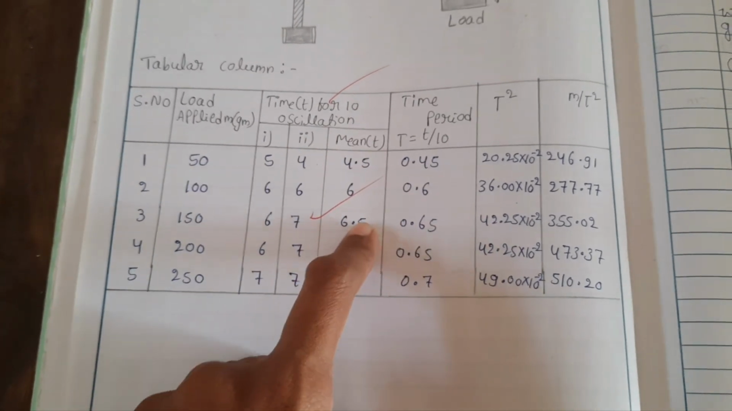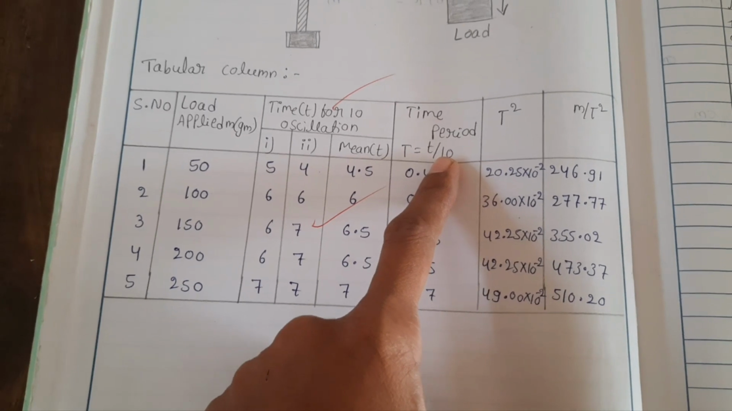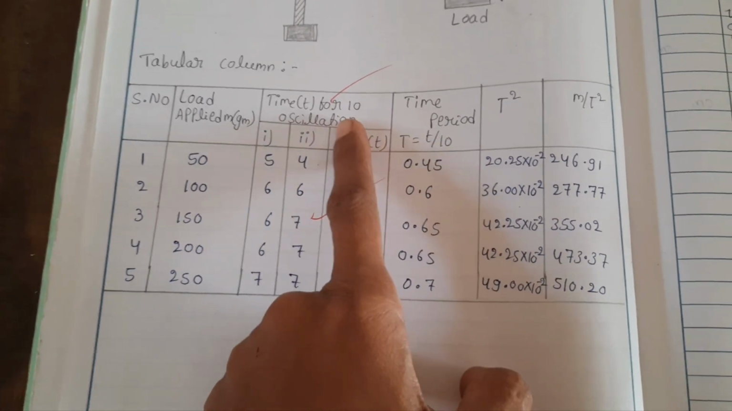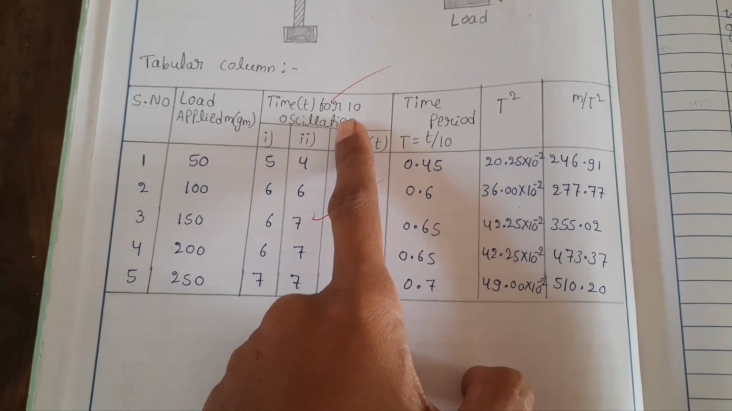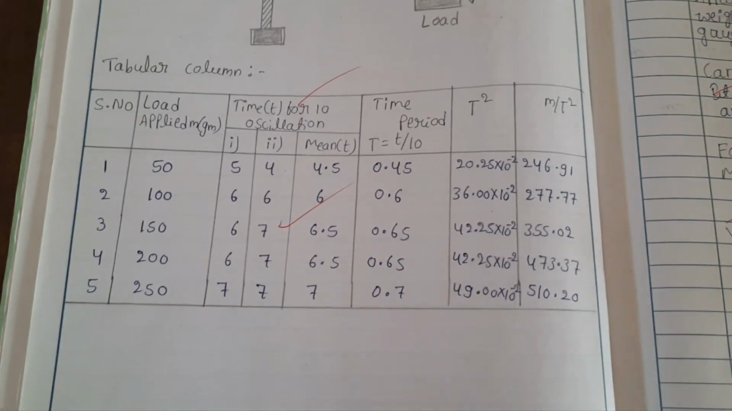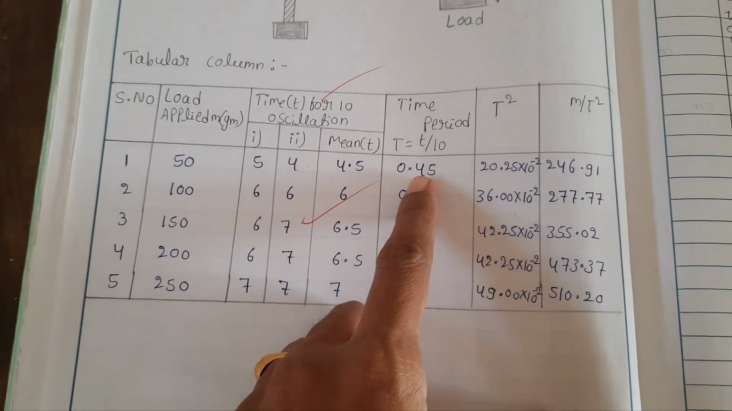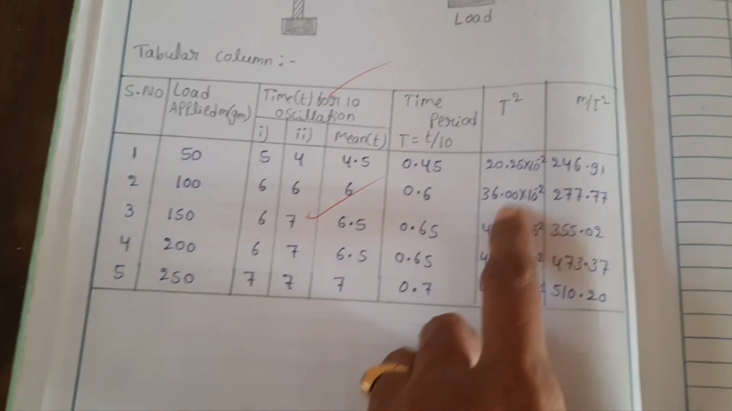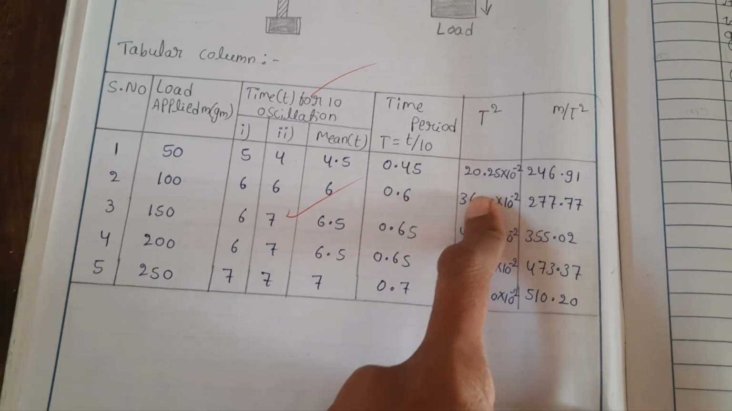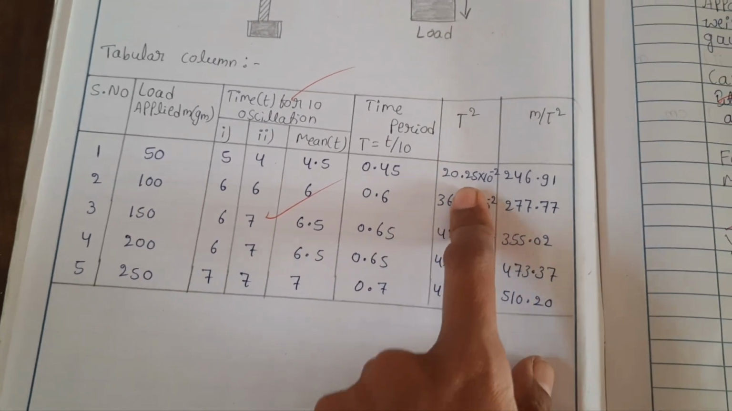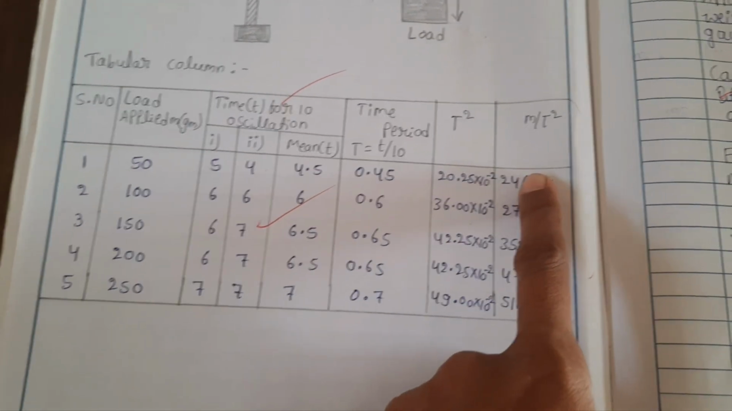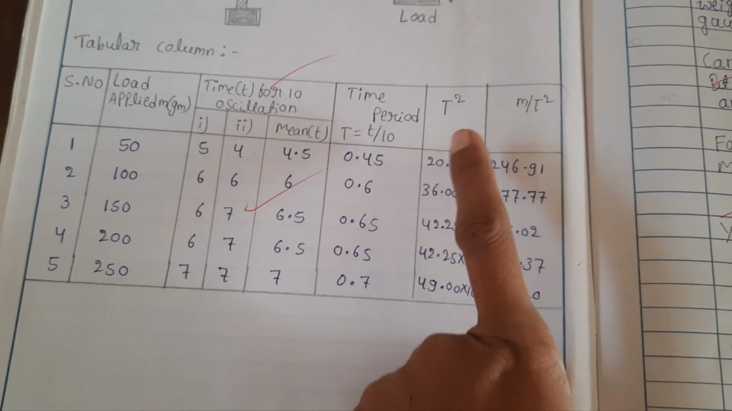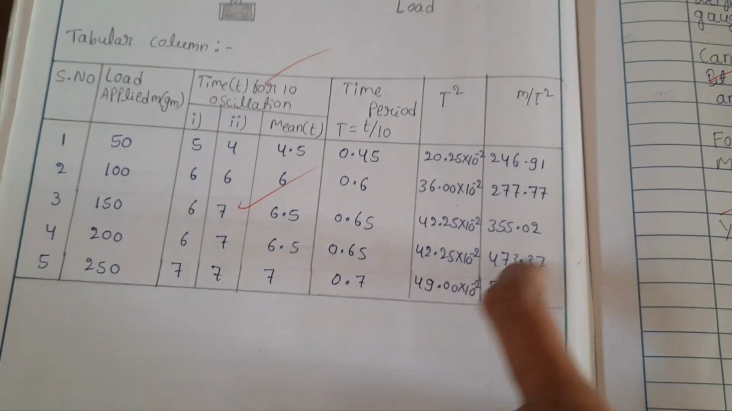After taking the mean you can calculate the time period, that is T is equal to small t by 10 seconds, for 10 oscillations. Then you will get the time period. Take the square of this time period, T square. Then you will get it in terms of 10 to the power minus 2 here. This is 0.45. So the T square column you can calculate.